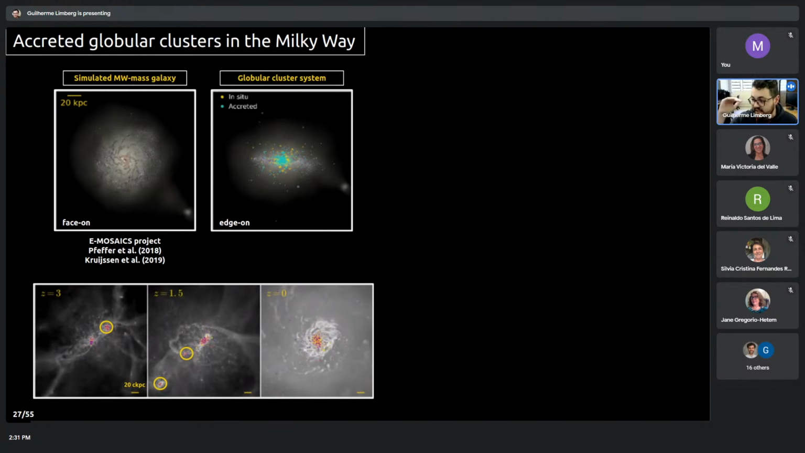And in these bottom panels, I show different snapshots of this same simulation, at different redshifts. We can see from the high redshift snapshots that the central massive galaxy formed in this simulation, which corresponds to the top panels, actually experienced several merging events with other dwarf galaxies, as highlighted by the yellow circles here, which also carried a bunch of globular clusters that end up forming the globular cluster system of the massive galaxy.